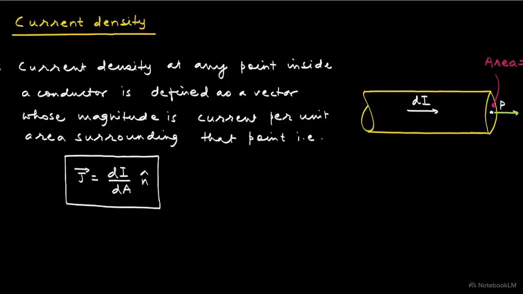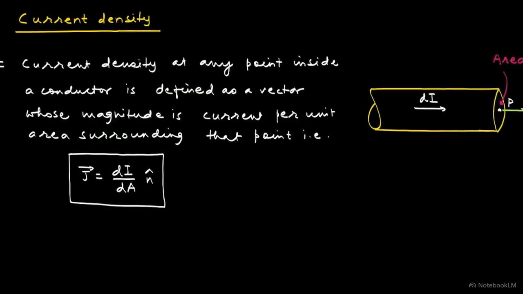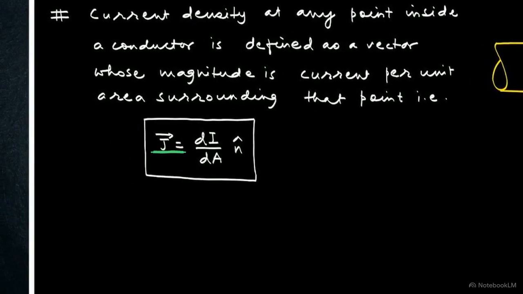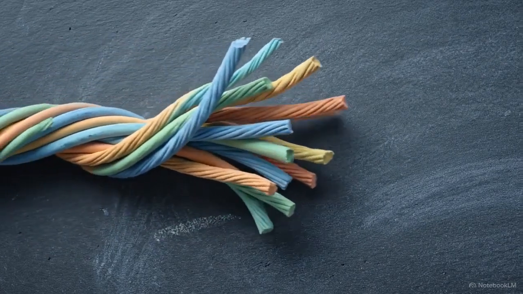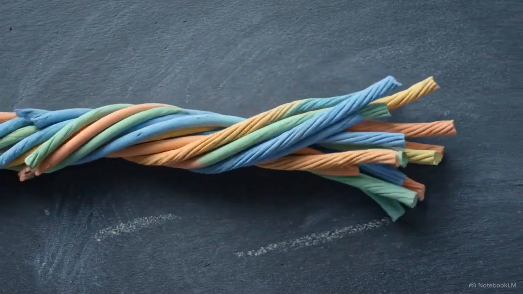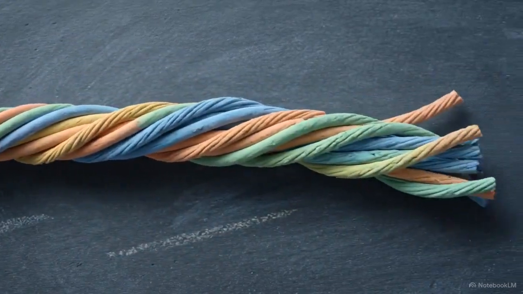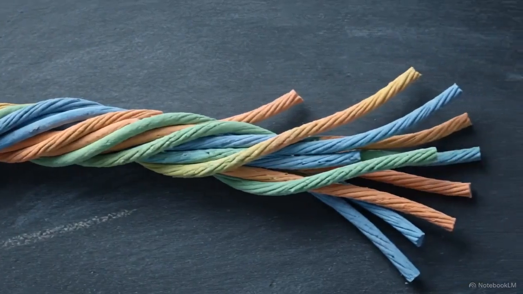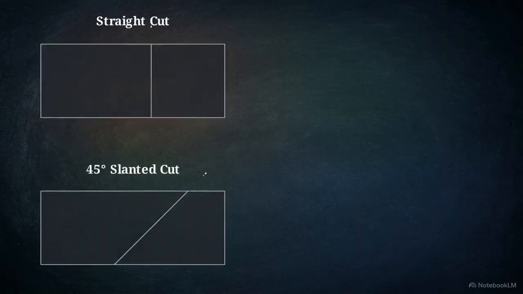Because the flow and the surface are perfectly aligned, we get this foundational definition. The current density vector J is the derivative of current with respect to area, pointed in the direction of that normal vector. This formula is a perfect starting point. But real-world engineering often deals with irregular, slanted, or curved surfaces, which immediately breaks this simple alignment. What happens to the math if our measurement plane is sliced at a steep angle?